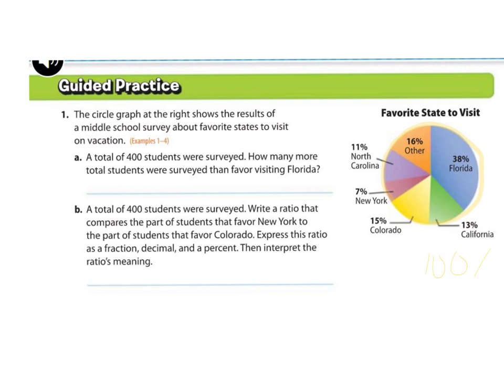Now, when we're looking at this particular one, we see that we have Florida, California, Colorado, New York, North Carolina, and other, and they all have the percentages given to them. When we look at problem A, it tells us that we have 400 students, and we're wanting to know how many more total students were surveyed than favor visiting Florida. So we're going to look at the total number of students and visiting Florida. When we see this 400, I'm going to write that down here.